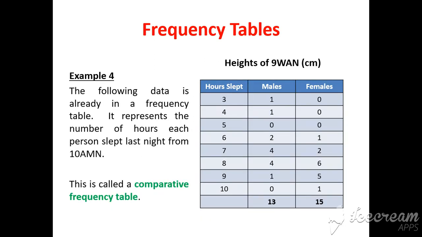All right, my last example, basically this is what we call a comparative frequency table, where we have 2 bits of data side by side, males and females, hours slept, and you can see we can compare males and females when we do our analysis.